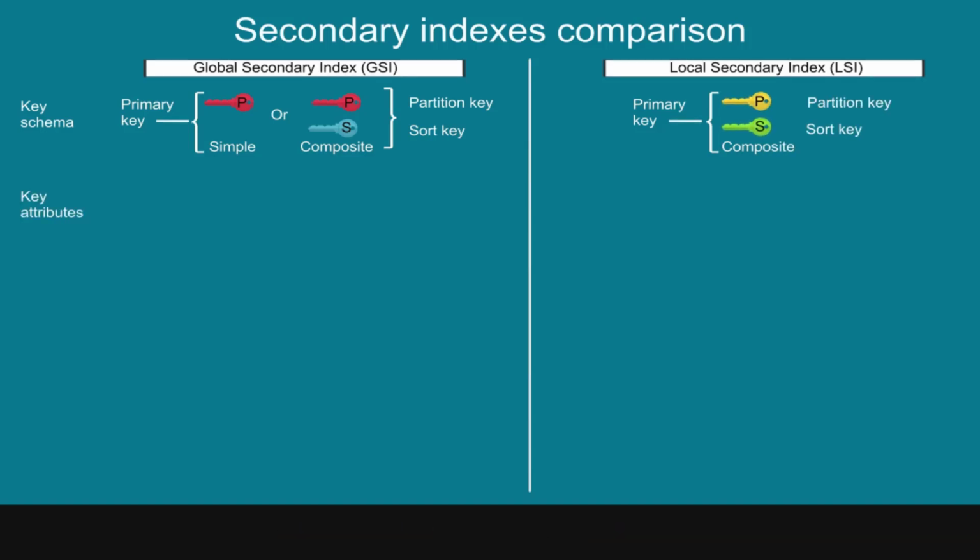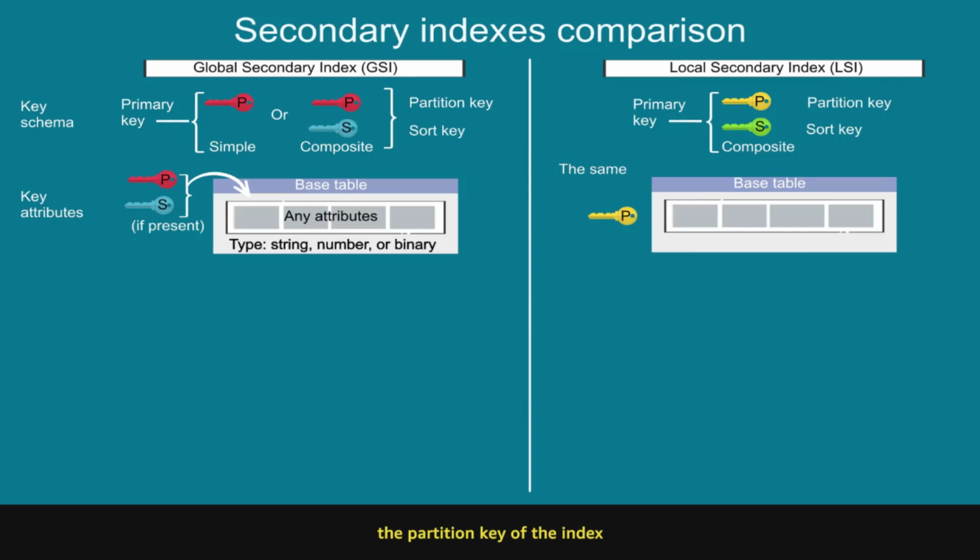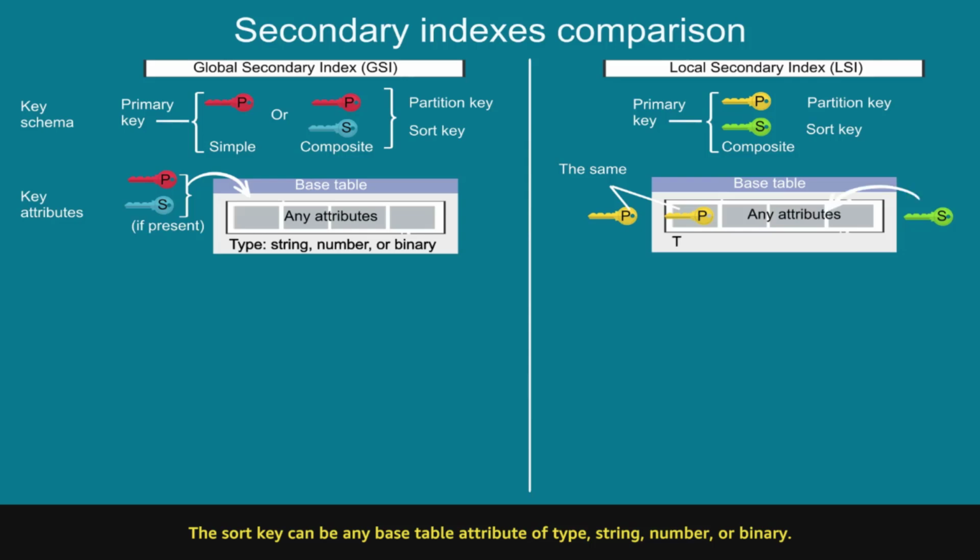Key attributes. The GSI partition key and sort key, if present, can be any base table attributes of type string, number, or binary. For LSI, the partition key of the index is the same attribute as the partition key of the base table. The sort key can be any base table attribute of type string, number, or binary.